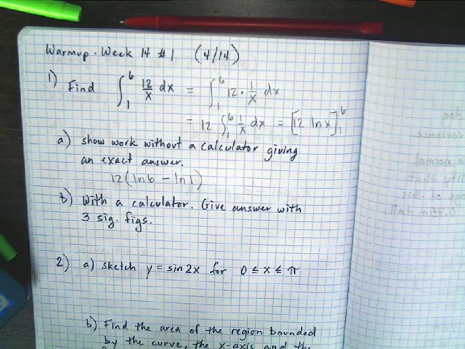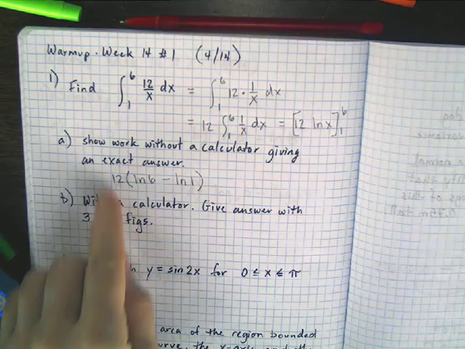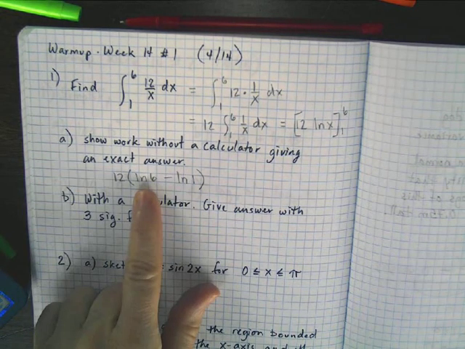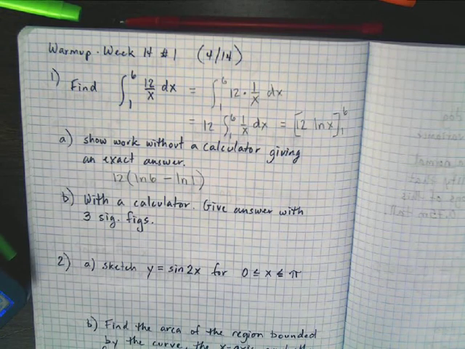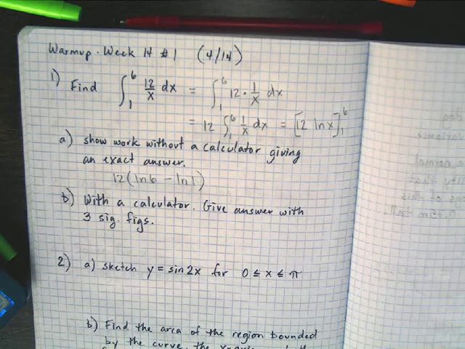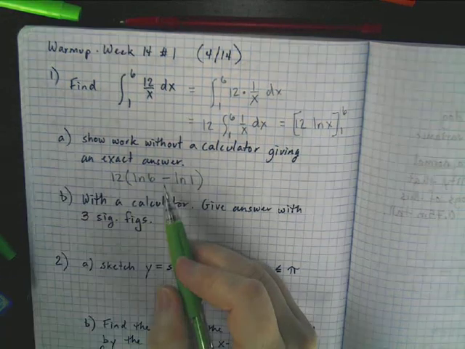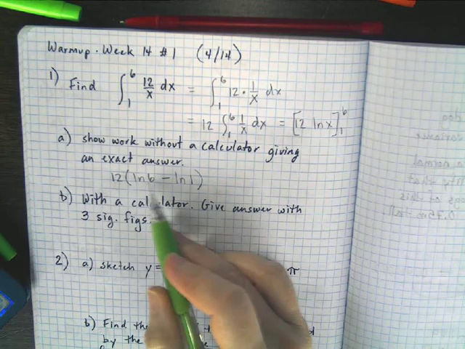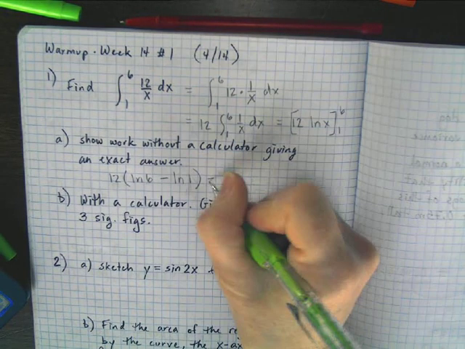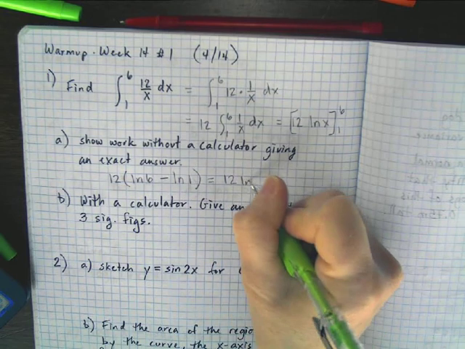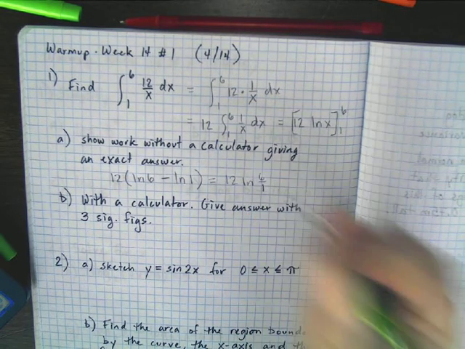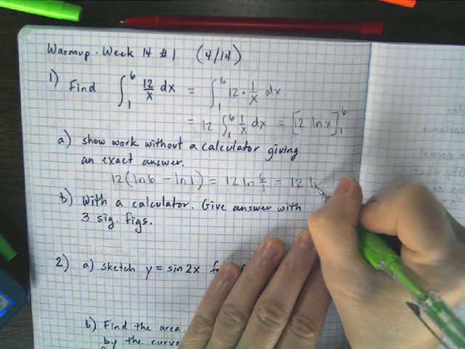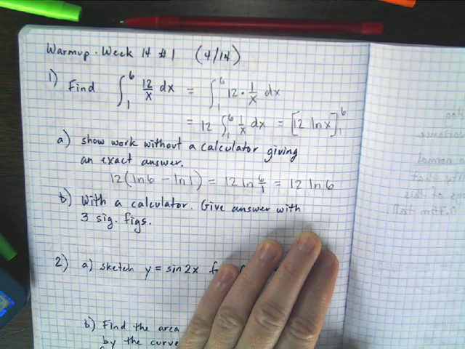And I had a lot of people distribute the 12 and then leave it like that. But this could actually be simplified. Natural log of 6 minus natural log of 1. Using our rules of logarithms, when we have subtraction, we can put these together as long as they have the same base. It means that we can change this to 6 divided by 1. So this is the same as 12 times natural log of 6 divided by 1. And 6 divided by 1 is just 6. So the final answer here is 12 times natural log of 6. That's the final answer.